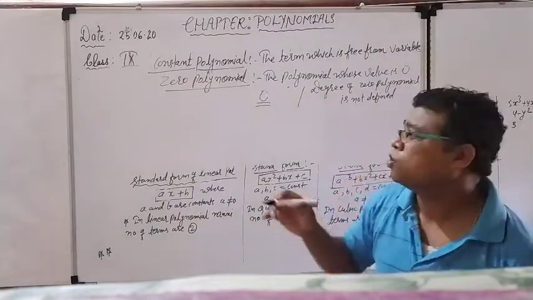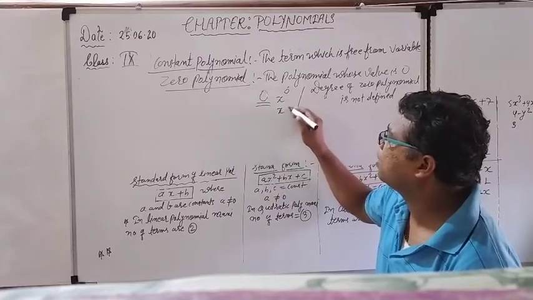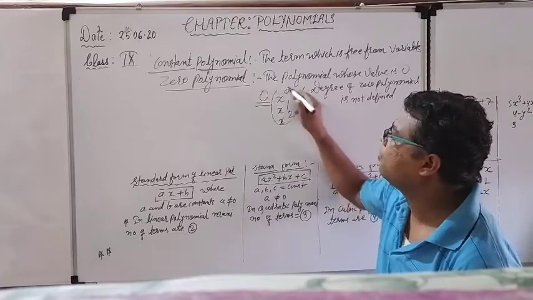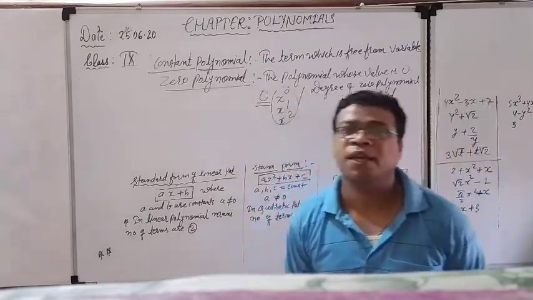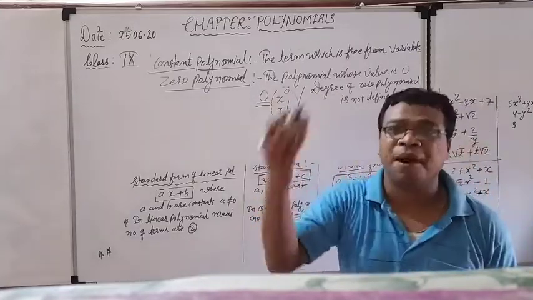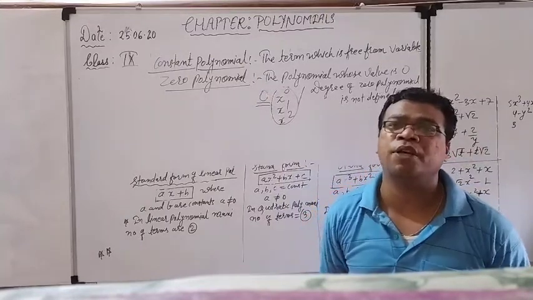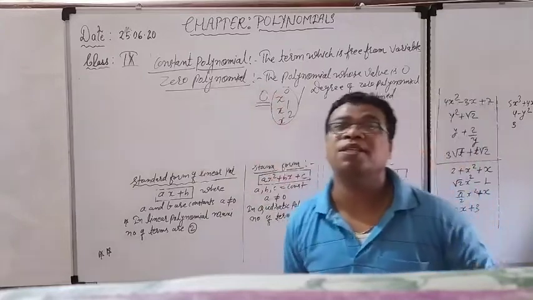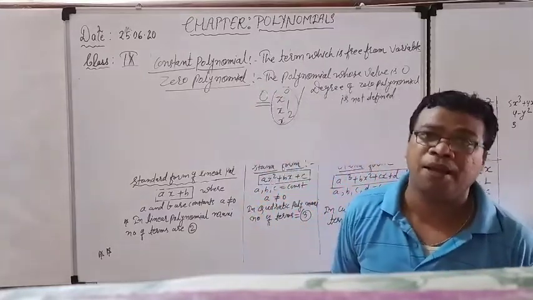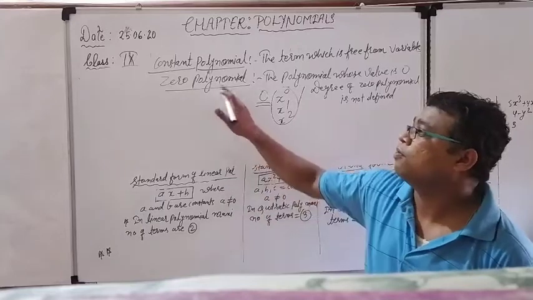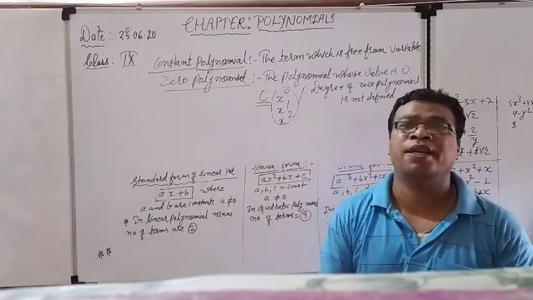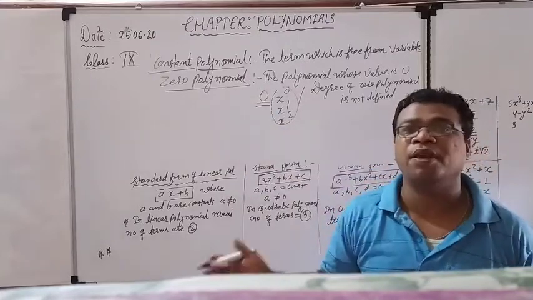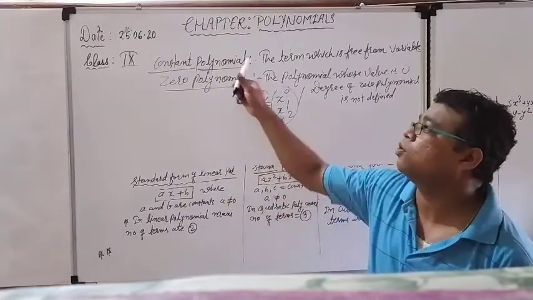If it is 0, then whether you write x to the power 0, or x to the power 1, or multiply x square with this 0, in every case the value is going to be 0. So it can hold any power of x, whether x to the power 0, 1, 2, or 100, and that's why we cannot define the maximum power of the variable, which is the degree. So for the zero polynomial, the degree is not defined and the value is only 0. The constant polynomial is free from the variable, but its degree is 0.